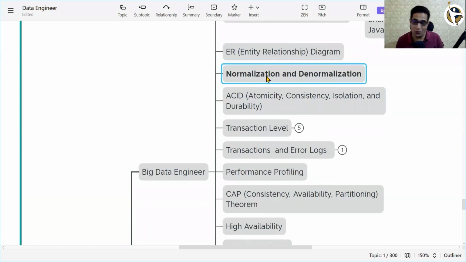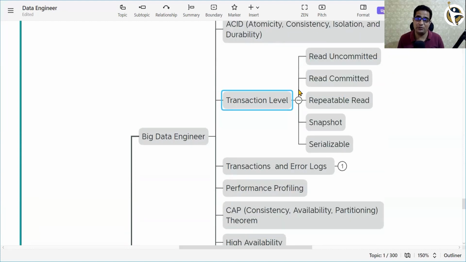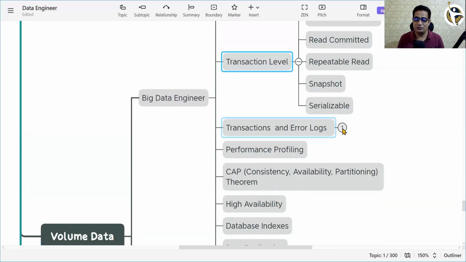You need to know all the normal forms, first, second, third, fourth, and fifth. And when it comes to big data specifically, it is all about denormalization of the data. Again, you need to know ACID properties also. Transaction isolation levels also you need to know, that is read committed, read uncommitted, repeatable read, snapshot, and serializable. This is one deeper level where you will understand what is happening behind the scenes when you insert the data or modify the data.